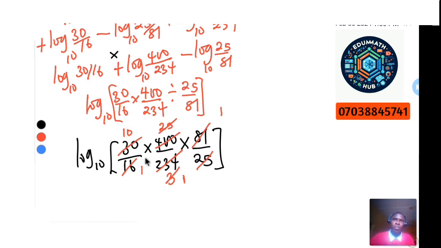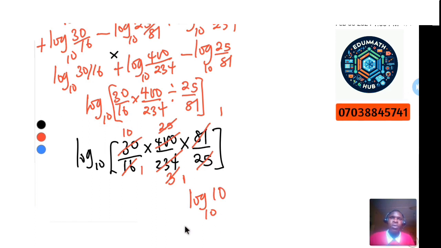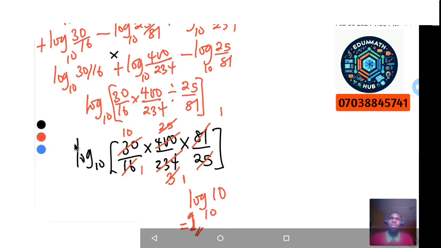If you are confused at this point, you can use a calculator. You just press 30 times 400 times 81, anything you get divided by the product of 16 times 234 times 25. So your final answer should be 10. Then at the end of the day you have log to base 10 of 10. Log to base 10 of 10 is 1. So that will be your final answer. Okay, final answer is 1.